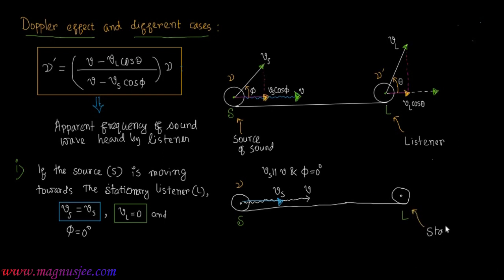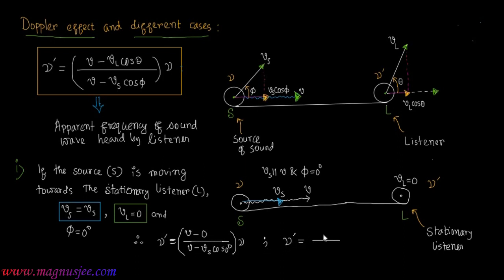Here L is the stationary listener, that means the listener is at rest. That's why VL is equal to 0, and the apparent frequency heard by the listener is nu prime. Therefore, the apparent frequency nu prime has the expression (V minus 0) divided by (V minus Vs cos 0 degree), multiplied by nu, where nu is the actual frequency of the sound wave.